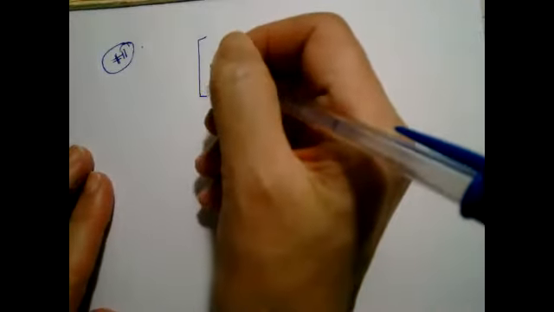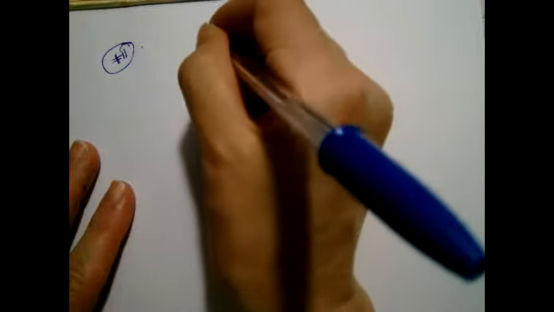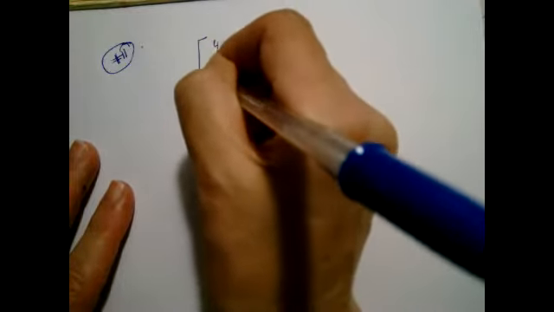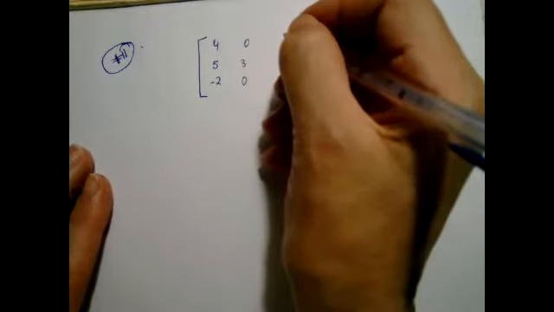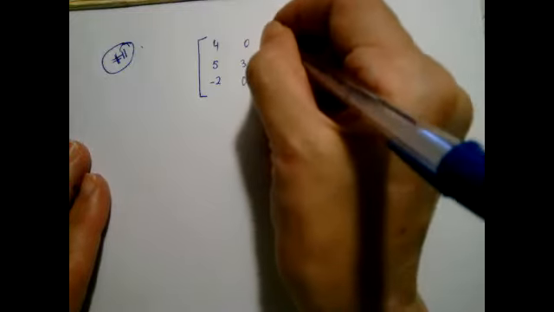In this question, 11 and 13 are the same, so I usually pick one of them. I will not do both. So we have the following matrix: 4, 5, minus 2; 0, 3, 0; and 0, 2, 2.